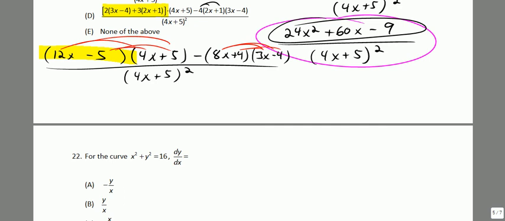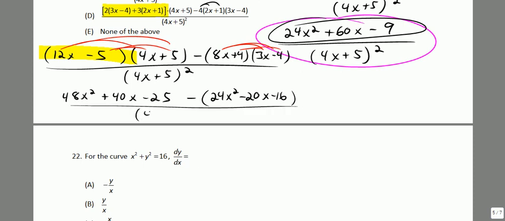That first FOILing, 12 and 4 is 48, so 48x squared. You got 60x's, take away 20x's is 40x, minus 25. Take away 8x, 3x, 24x squared. You got a minus 32x and a plus 12x, so minus 20x. And then a minus 16, over 4x plus 5 squared. Now this is where students, if you don't put these parentheses in, you're going to miss distributing this subtraction.